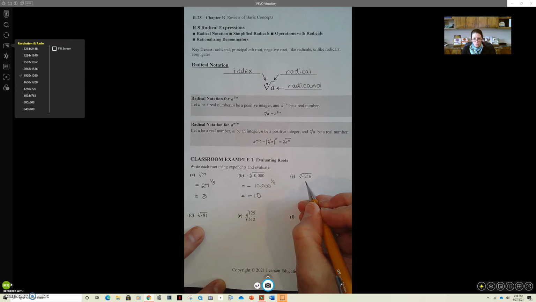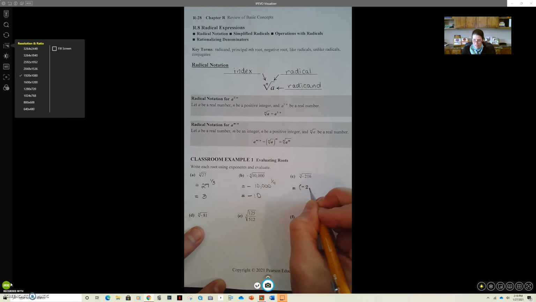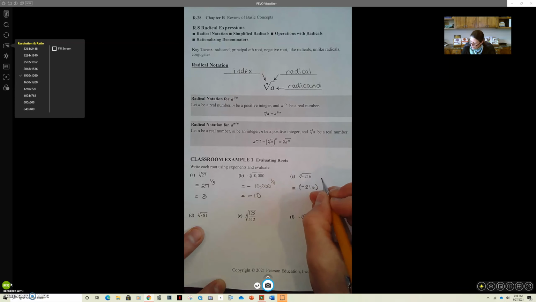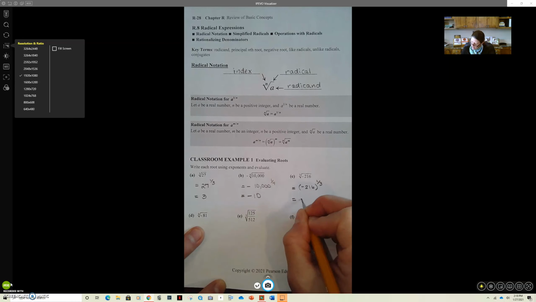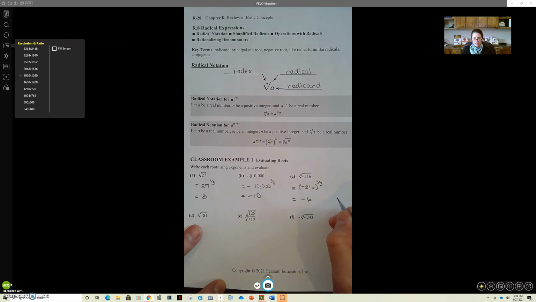Part C, the cube root of negative 216. Notice here the negative symbol is under the radical, and so it is involved in the roots. So we would write negative 216 in parentheses to the 1/3 power. And that answer is negative 6, because negative 6 times negative 6 times negative 6 is negative 216.